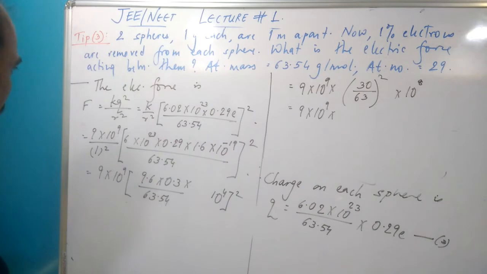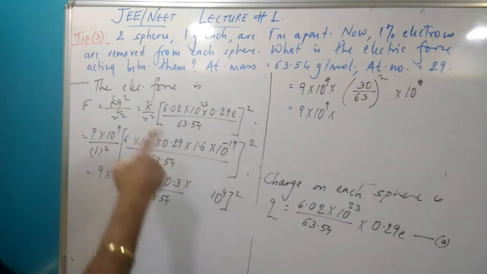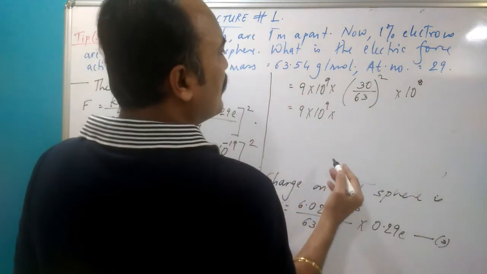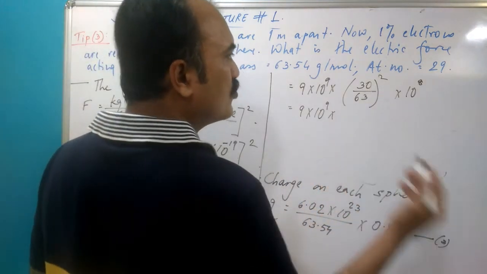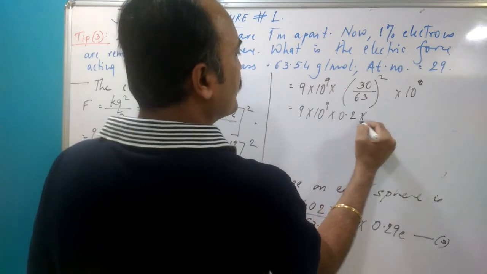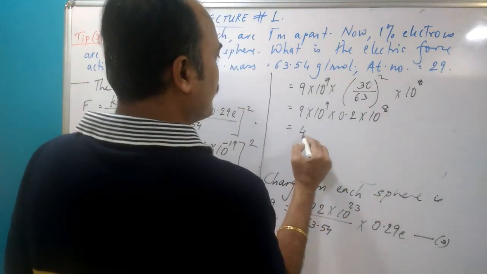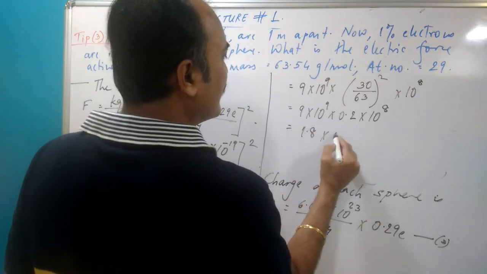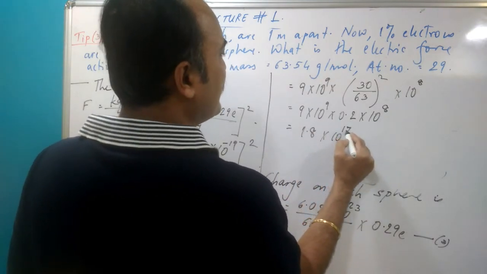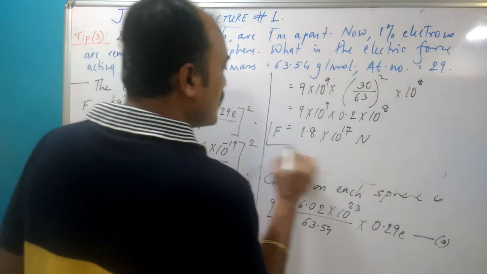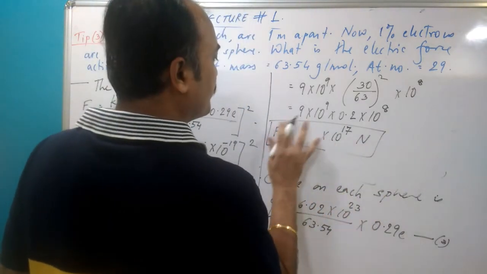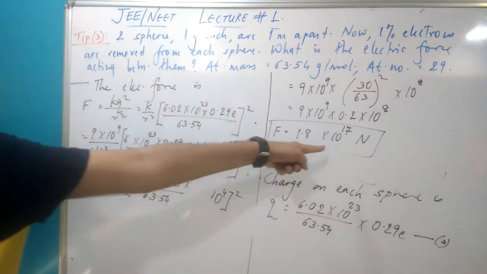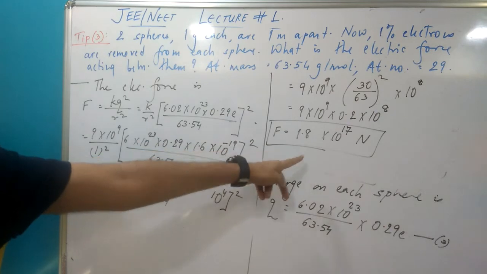I hope we have looked at every possible entity in the calculation. 6.02, yes, we have done that. So 1 by 21, that's 0.2, nearly 0.2. So that's 4.5. Hey, 9 2s are 18. So it's 1.8 into 10 raised to 9 and 8 is 17. So this much force is acting between the two charges.